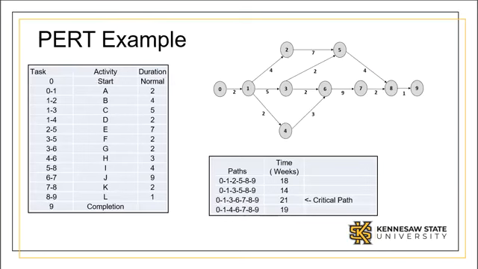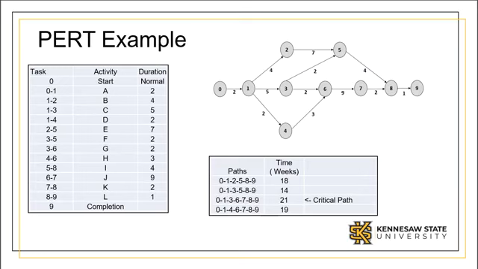Here is an example of PERT. On the right, there is a PERT chart. The circled numbers represent the start and end of each event. The arrows are the tasks, and the numbers below the arrows are the durations for each task. On the left, a tabular representation has been generated.